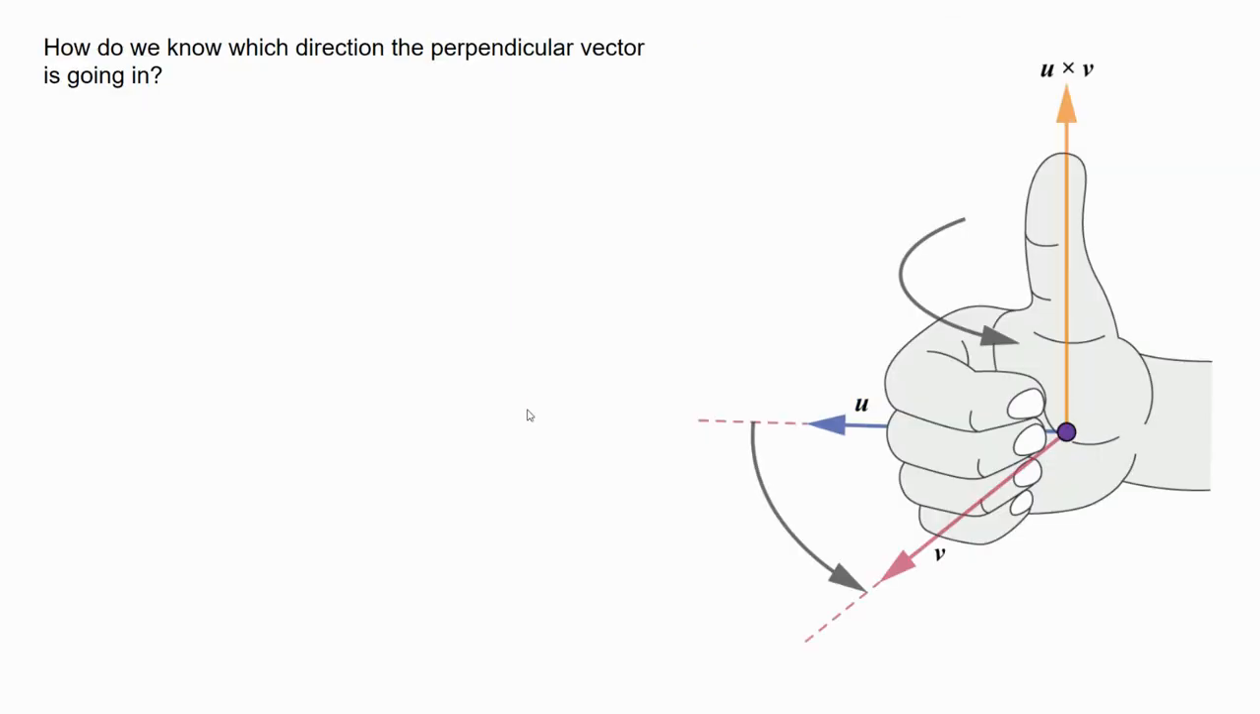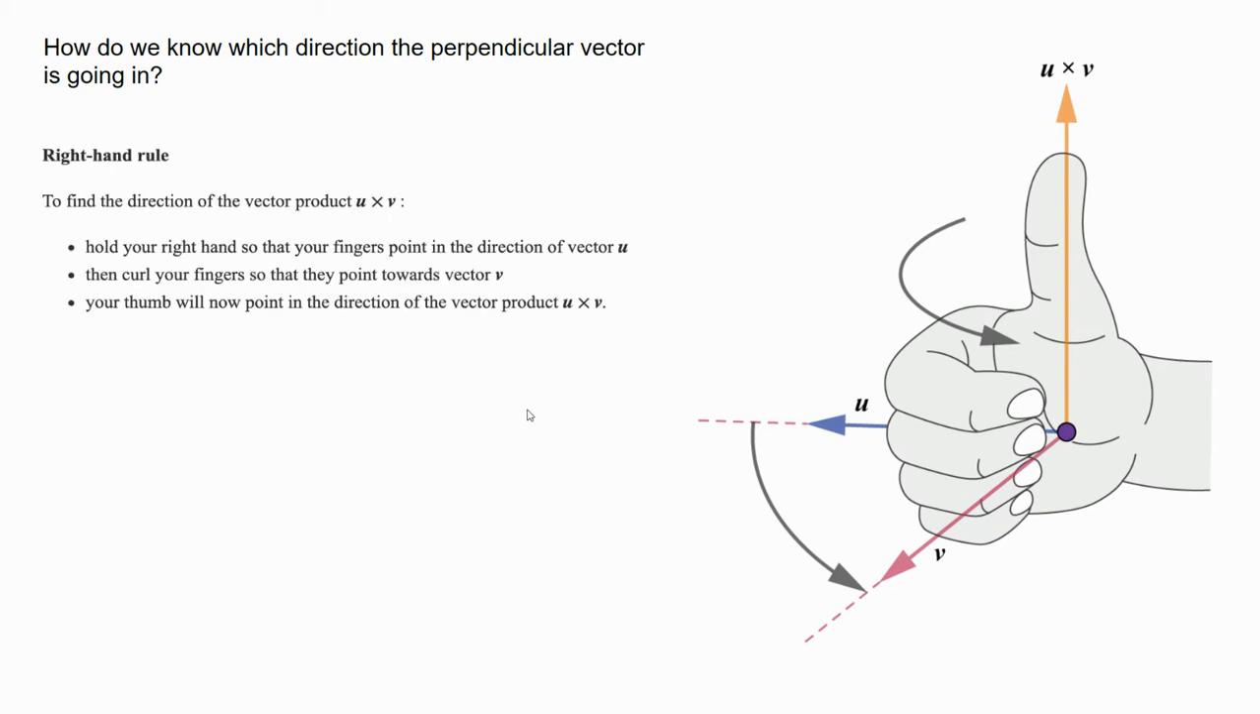Okay, so this is how you know which way it's going. Cognitive goes through this. It's called the right-hand rule. So if you put your right hand just like this picture, and you hold your right hand so your fingers point in the direction of vector u. So as you can see, just hold your right hand exactly like the screen. Then curl your fingers just like it is. Your thumb is now pointing in the direction of u times v. So it's going to be coming up.